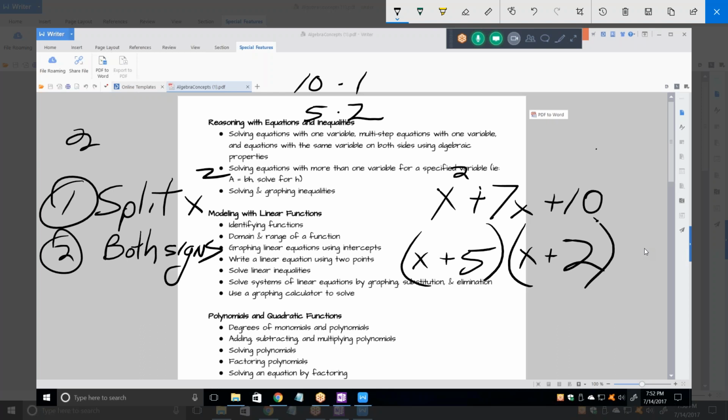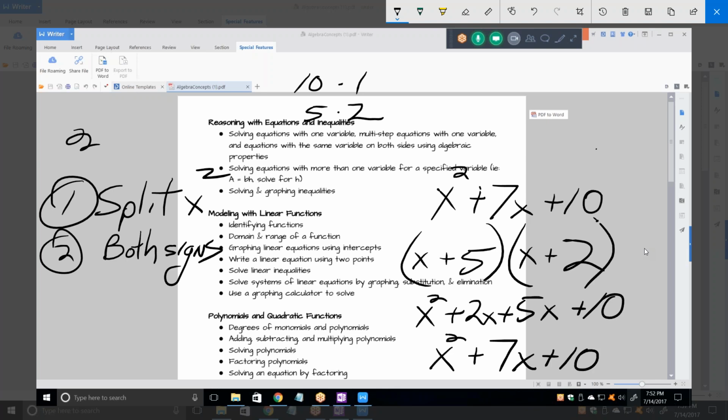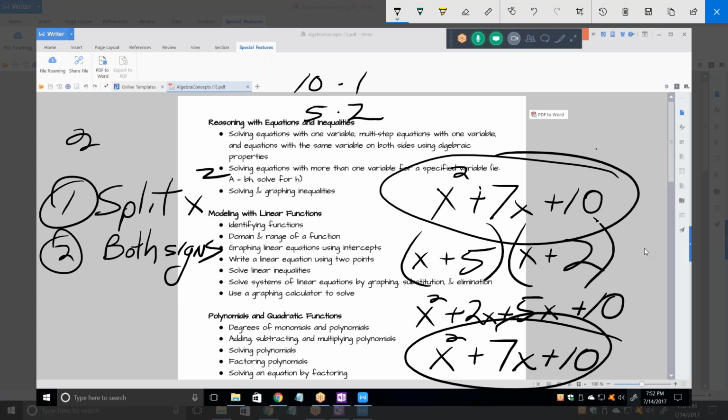Now, let's do the reverse, because that's what factoring is. It's the reverse of multiplying. Remember how we multiplied these two? We FOILed it, right? So I would get x squared plus 2x plus 5x plus 10, and that would simplify to x squared plus 7x plus 10. Well, that's what we started with. That's all factoring is, undoing the multiplication.